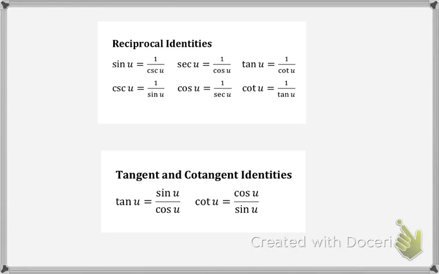So the tangent is always equal to the sine divided by the cosine, and the cotangent is always equal to the cosine divided by the sine.